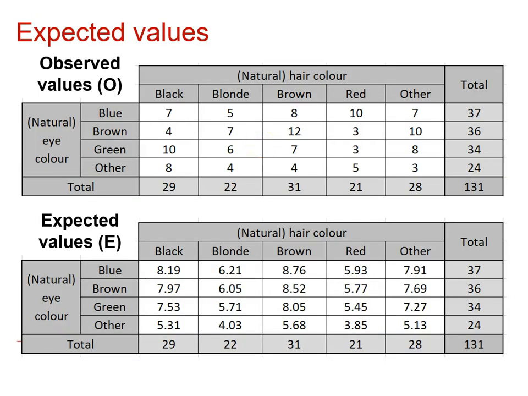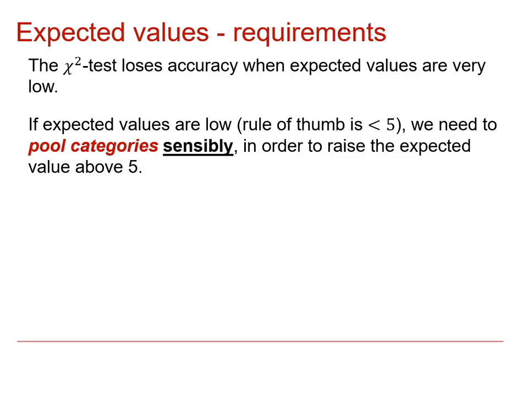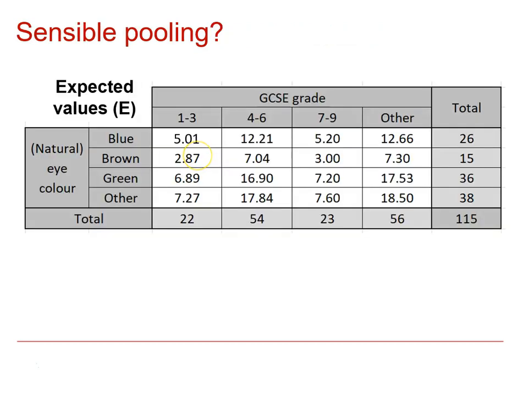So from the last video, we had our observed values and we calculated our expected values. Now, there are some requirements for the test. It loses accuracy when expected values are very low. So if they are low, the rule of thumb you should use is that if they're less than 5, we need to pool categories sensibly in order to raise the expected value above 5. So what do I mean by sensibly?